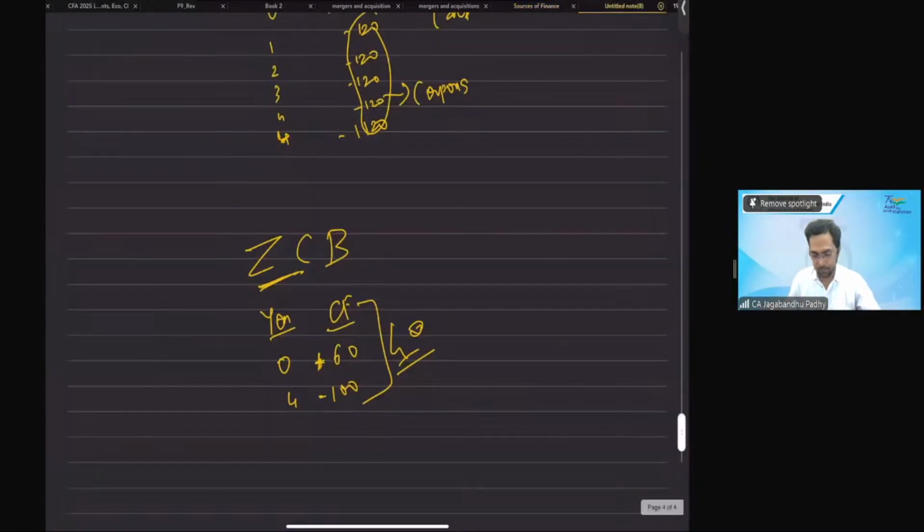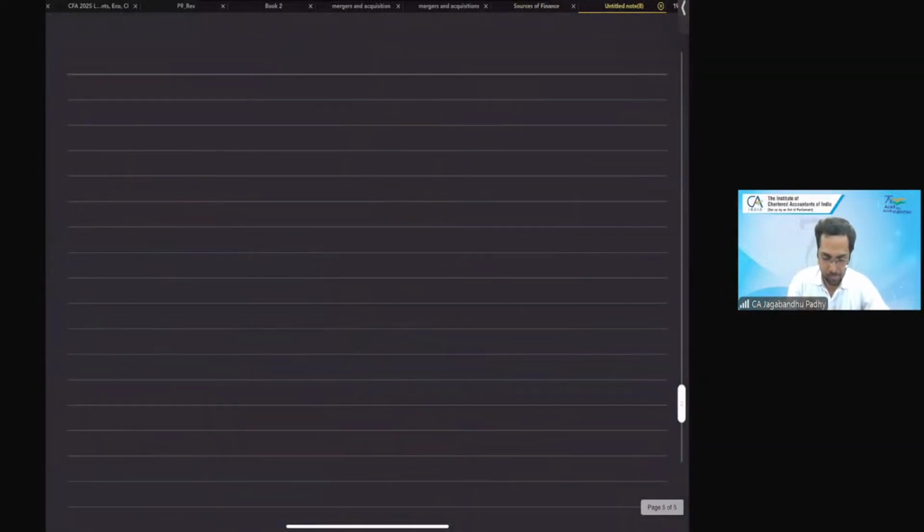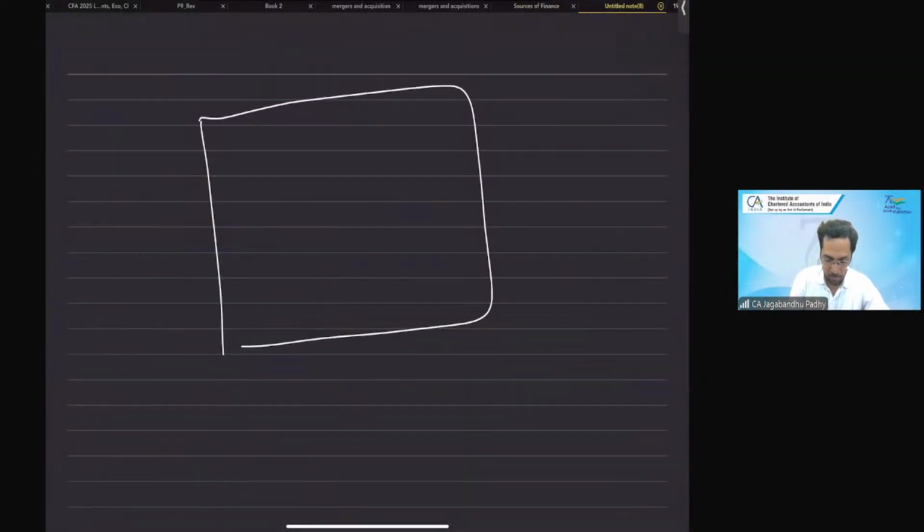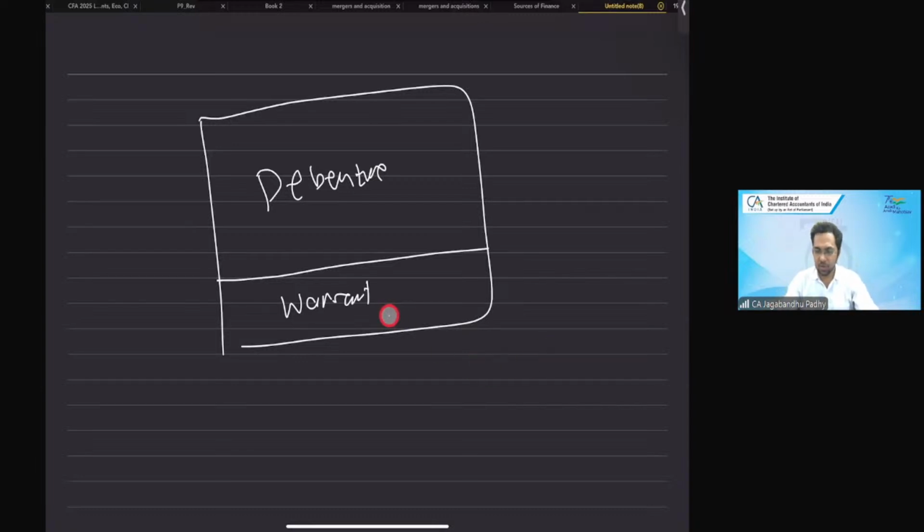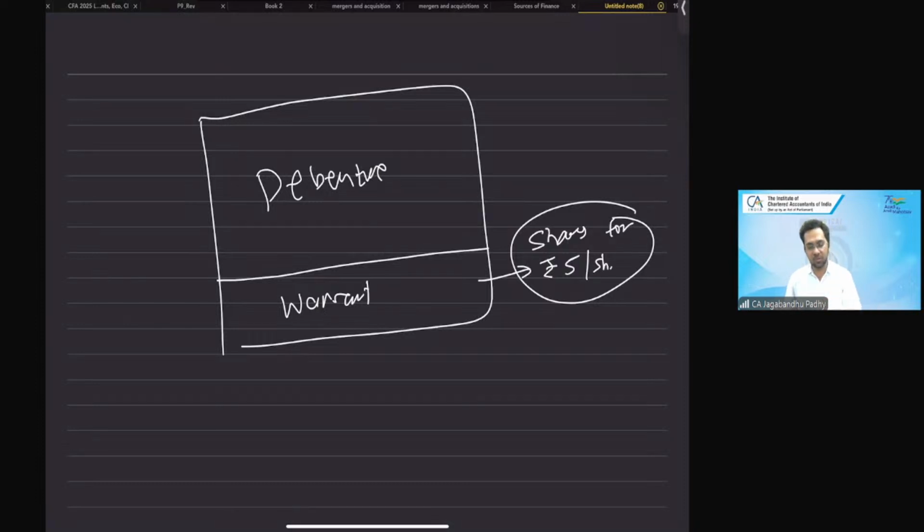See, you have a debenture, and there's a warrant over here. Now, this warrant can be detached. It means you can just tear it off. And if you present this warrant, you will get shares for ₹5. So this warrant gives you the power to buy shares at a price of ₹5 per share.